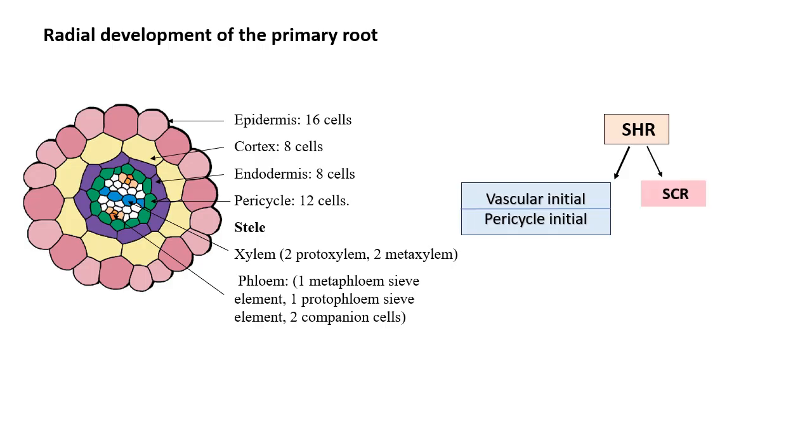Further, movement of short root protein to the ground tissue activates the scarecrow gene, that is SCR, which regulates the differentiation of the endodermis and the cortex in the ground tissue. SHR or scarecrow mutants show distortion along the radial axis and lack the endodermis.